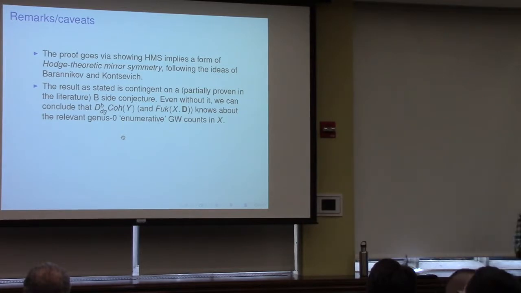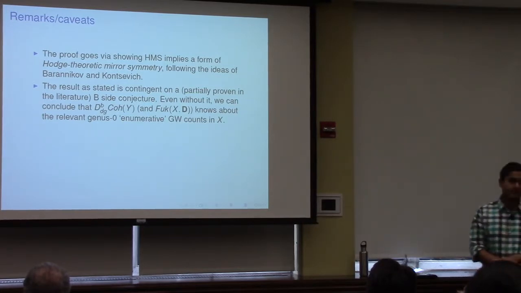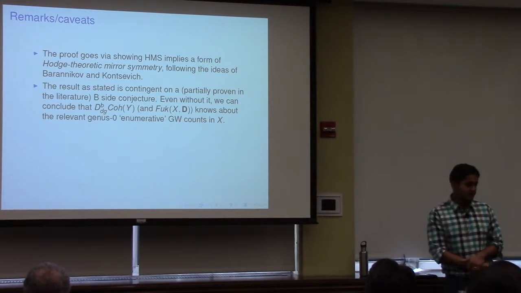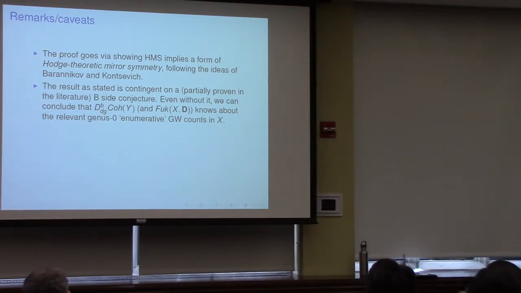I should probably immediately issue some remarks and caveats or disclaimers. First of all, the proof of this theorem goes via showing that homological mirror symmetry implies yet a third form of mirror symmetry called Hodge-theoretic mirror symmetry, which is also classical, and the idea that this implication should hold is due to Barannikov and Kontsevich.